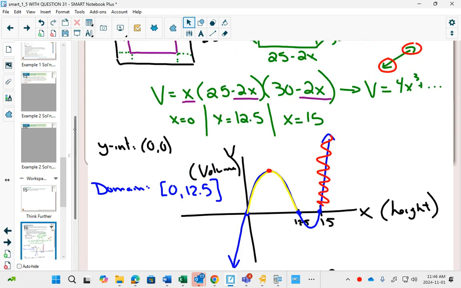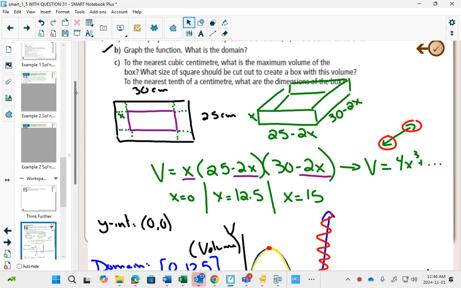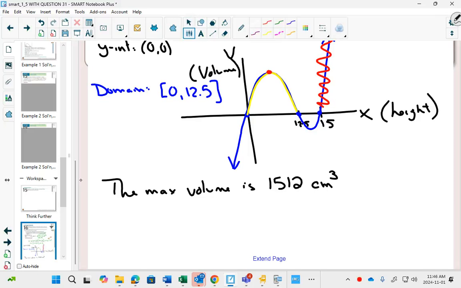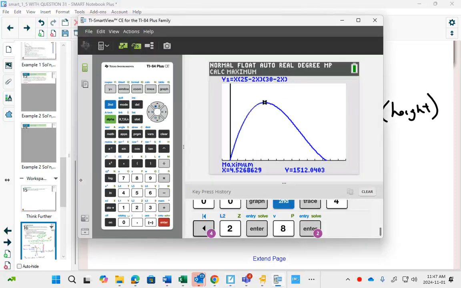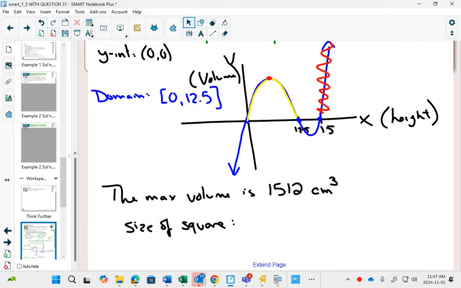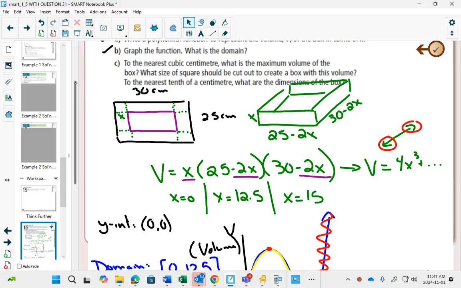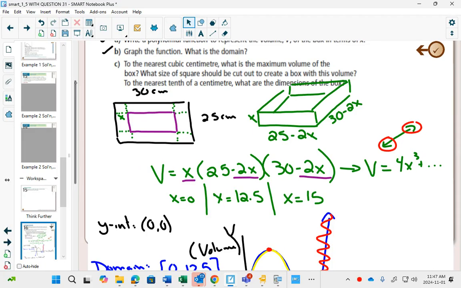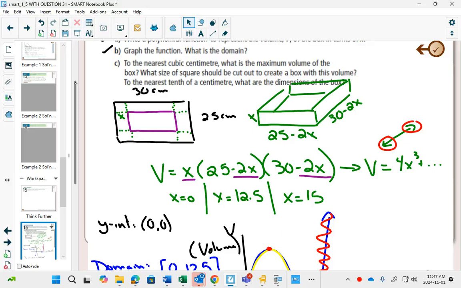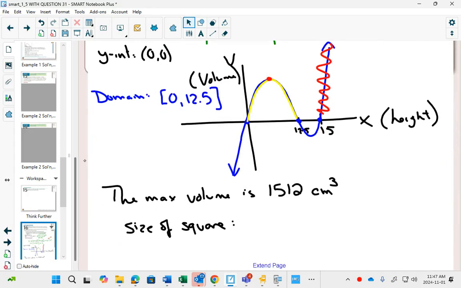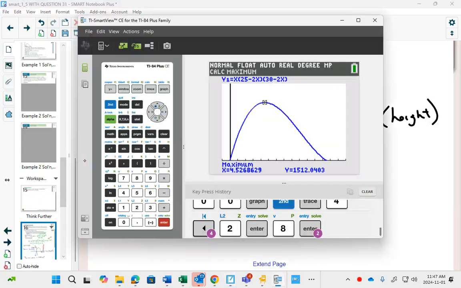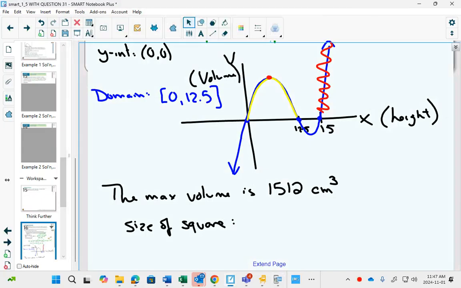centimeters cubed. Was it to the nearest cubic centimeter? Yes. What size of square? Size of square. That was my x, because that's the height. My height is also the size of the square. Go back to my calculator. It is 4.526. It doesn't say what the size of the square should be rounded to. So when things don't say, you should go 3 decimal places. So 4.527.